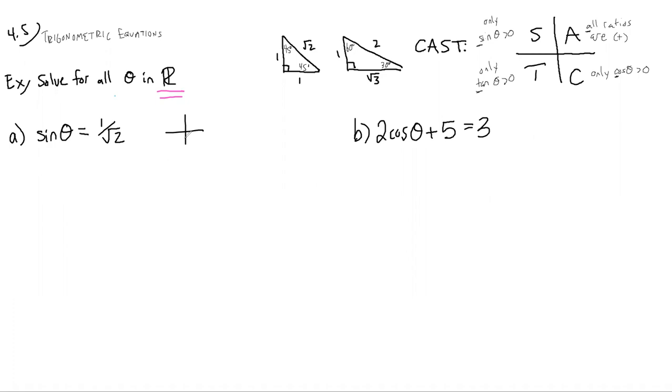I can use my CAST rule to figure out where that's going to be. So where all and sine are positive. So I'll draw my two triangles.